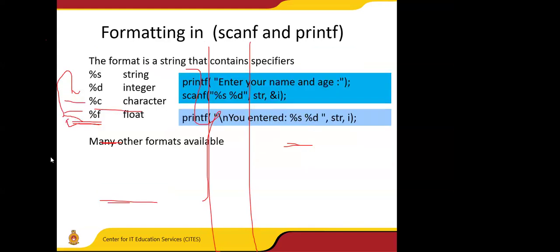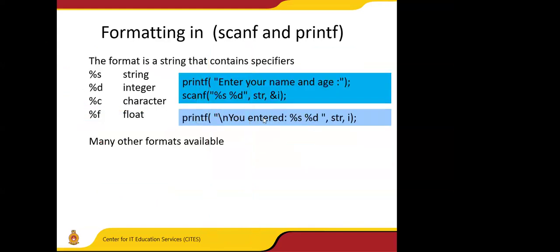Then we have formatting. As I told you, we are going to discuss this formatting now. What does formatting mean? Previously you just got printf with percentage f, and you got confused. What does this f mean? Now you can understand. We have percentage s for a string, percentage d for an integer, percentage c for a character, percentage f for a float.